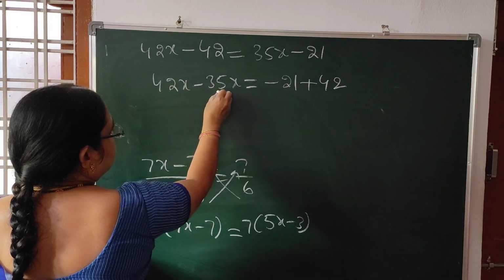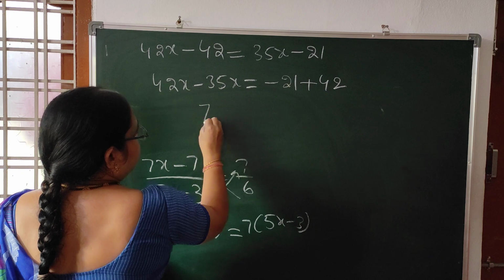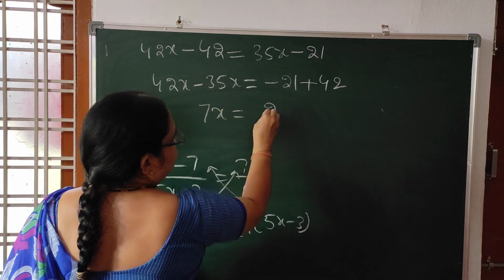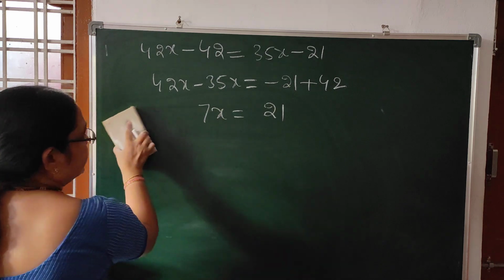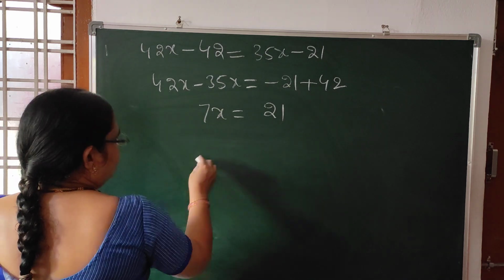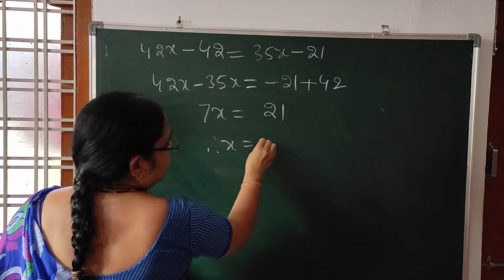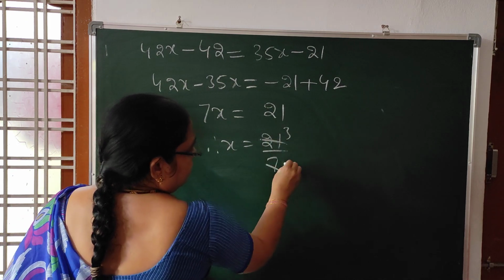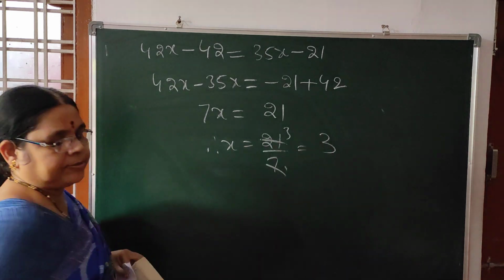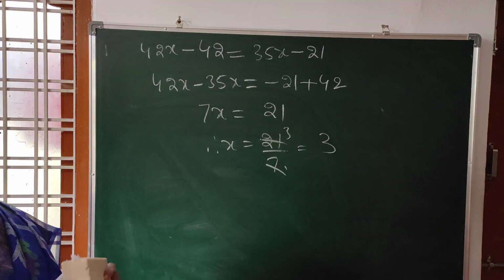42 minus 35 is how much? 12 minus 5 is 7. 7x is equal to 21. 42 minus 21 is 21. 7x is equal to 21. Therefore x is equal to how much? 21 by 7, that is equal to 3. x is equal to 3.